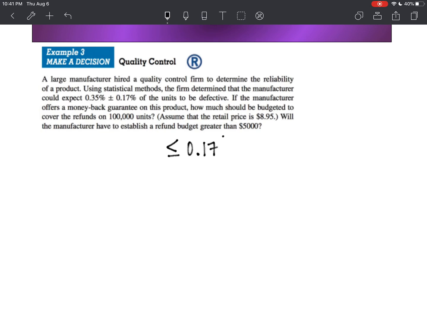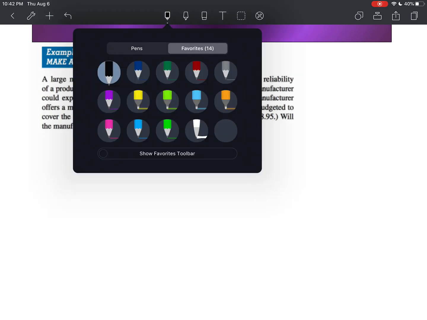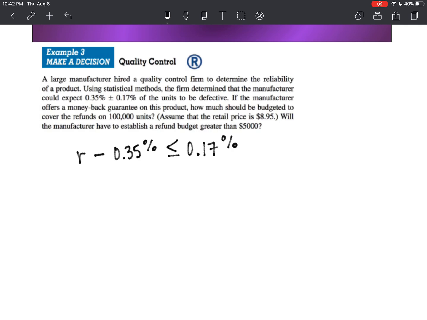So less than or equal to 0.17%. I'm going to leave the percent there for now. We're going to end up having to move the decimal to get rid of it. So our starting point, our from, 0.35%. Is there a variable that they're making us use? Let's look. Will the manufacturer have to establish a refund budget greater than $5,000? Well, we're talking about the rate being a certain distance from another rate. So I'm going to call this R, because this isn't units. And then, of course, distance needs to be positive.